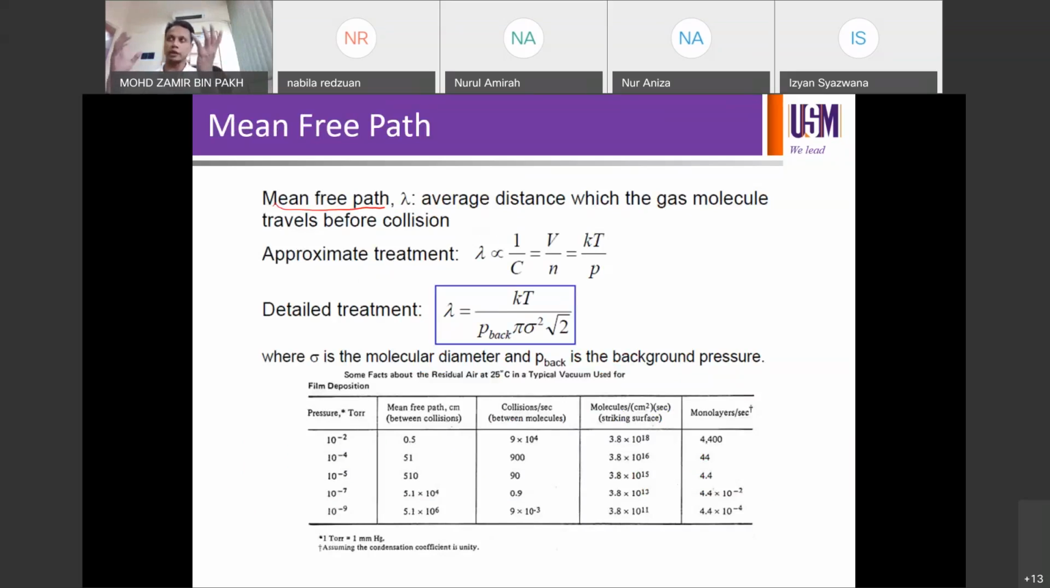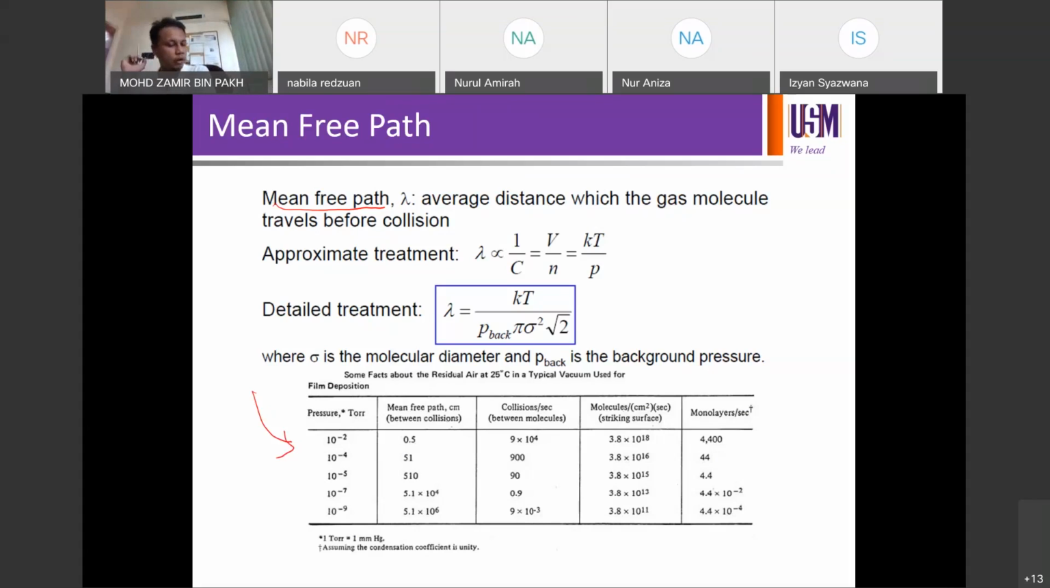If you have a collision along the way, the gas phase is going to be gone, so the gas precursor is gone, and you won't have your film deposited on the substrate. Okay, so the equation is given there. The mean free path is dependent on the pressure level. So the lower the pressure level, the longer the mean free path will be, right? So look at the table below.